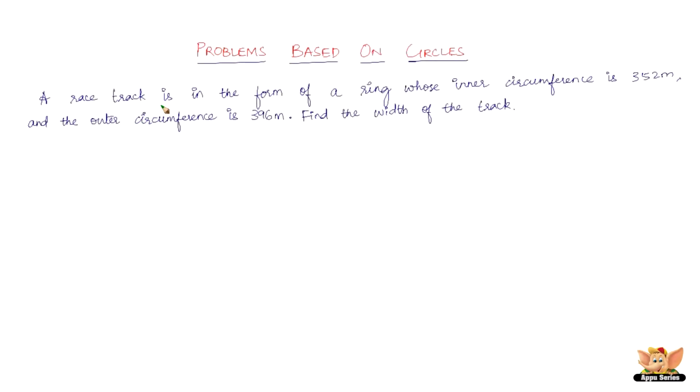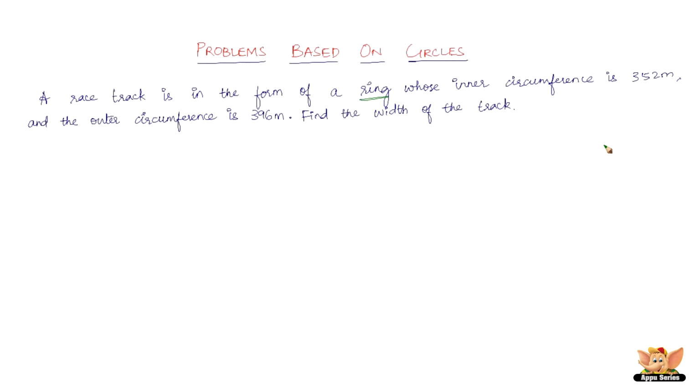In this video, let us continue to solve problems based on circles. We've got a problem here which reads like this. A racetrack is in the form of a ring whose inner circumference is 352 meters and the outer circumference is 396 meters. Find the width of the track. So they say that it's in the form of a ring, right? Which translates to circular. So that's what it means.